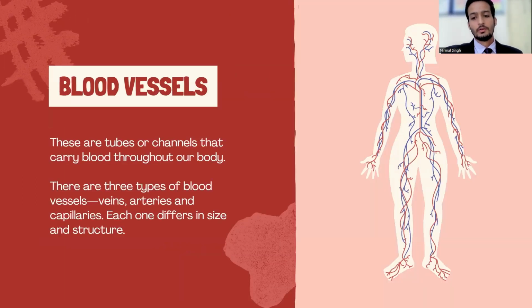Now, we will talk about the blood vessels. The blood vessels are like the channels or the pathway through which the blood is pumped all over the body. It has three main types. The blood vessels are of three types: veins, arteries, and capillaries.